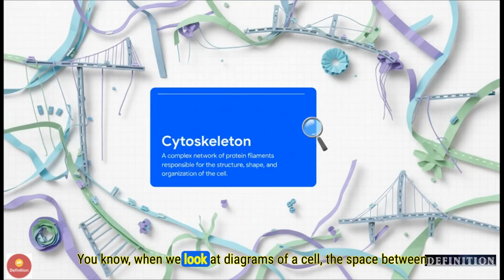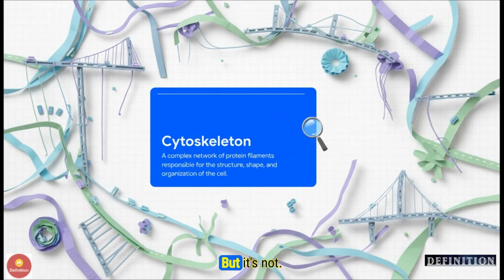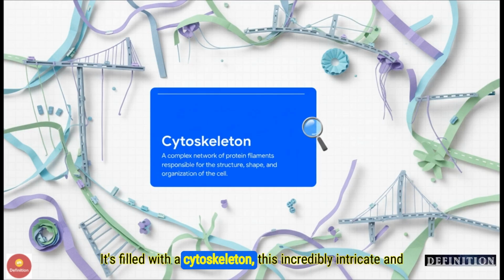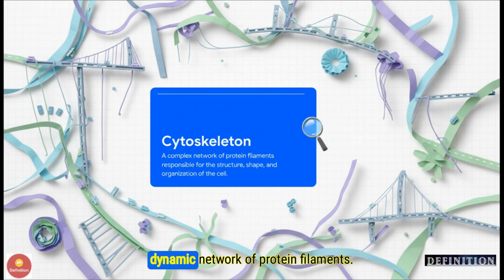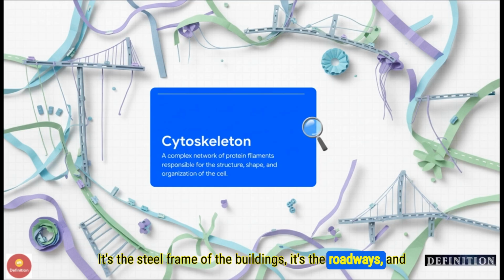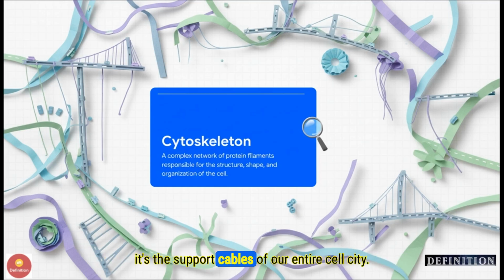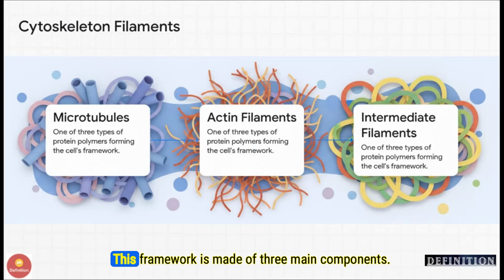When we look at diagrams of a cell, the space between all the organelles looks empty, but it's not at all. It's filled with the cytoskeleton, this incredibly intricate and dynamic network of protein filaments. It's the steel frame of the buildings, the roadways, and the support cables of our entire cell city. This framework is made of three main components.